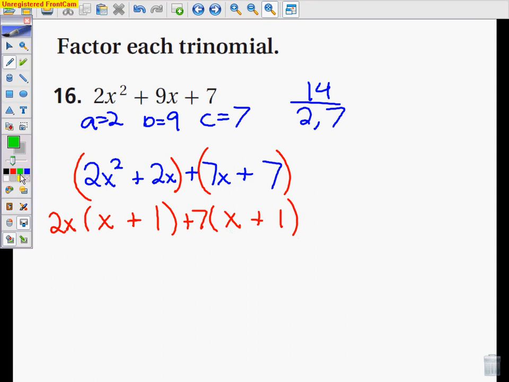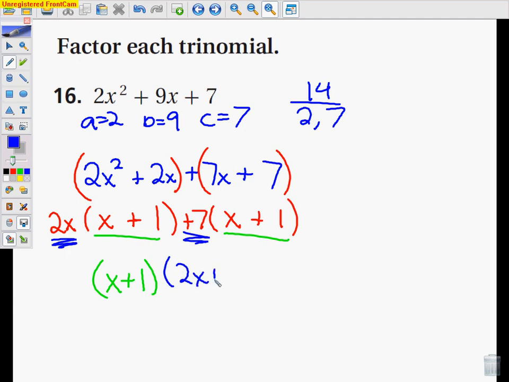All right? These two parentheses, they're the same. They always need to be the same when you're factoring by grouping. If they're not the same, you've done something wrong. So you're going to factor out that common binomial, and then what's left on the outside is a 2x plus 7. All right, once again, you can FOIL that just to make sure that you get your original answer.